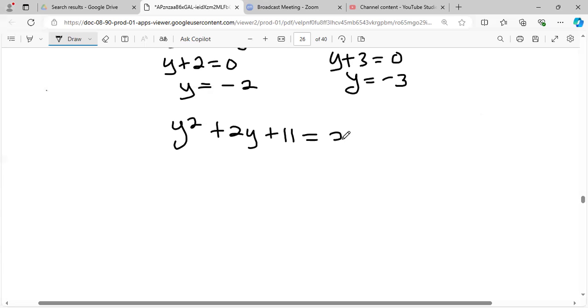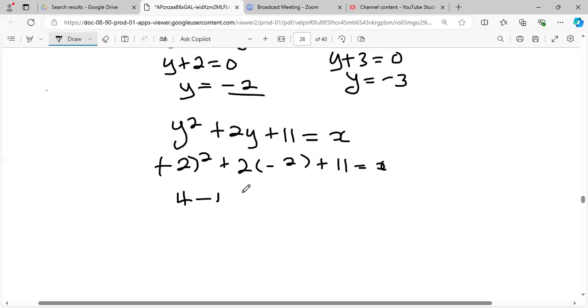Alright, so we can find the value of x, right? We're going to substitute. Anywhere we see y, we're going to put negative 2. So it's negative 2 squared plus 2 times negative 2 plus 11. All we have to do is just work this out and we get the value for it. Negative 2 squared, that's 4. 2 times negative 2 is negative 4, plus 11. So 4 minus 4 is 0, plus 11, so x equals 11.